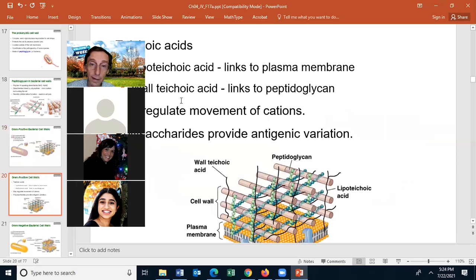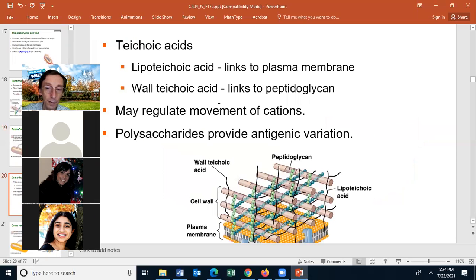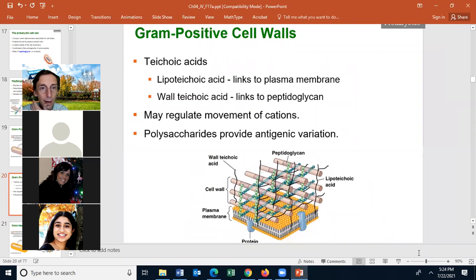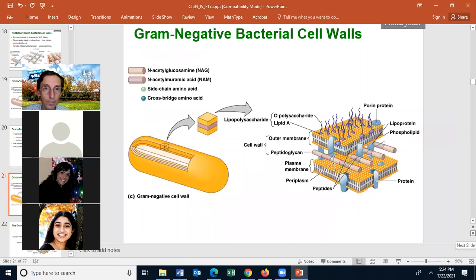All right, if not, let's talk about the gram-negative cell. Oh, there's a little bit more about the gram-positive cell. Sorry. It's just showing you the teichoic acid, which I've already discussed. So let's move on to the gram-negative cell.